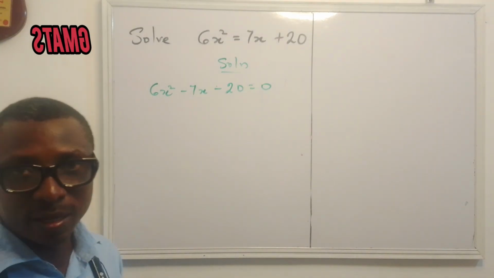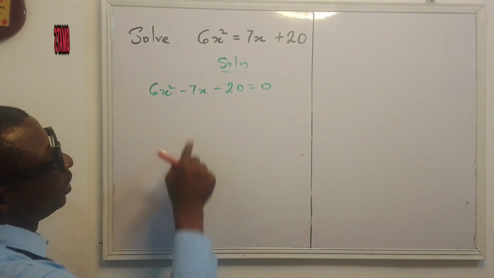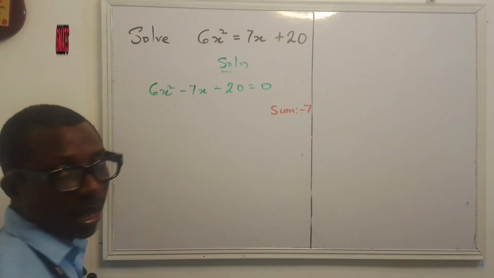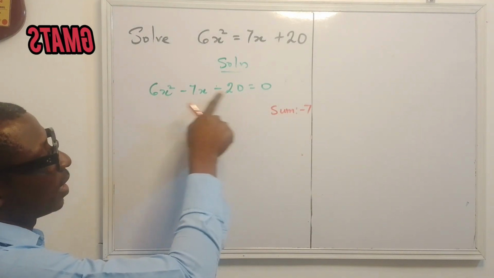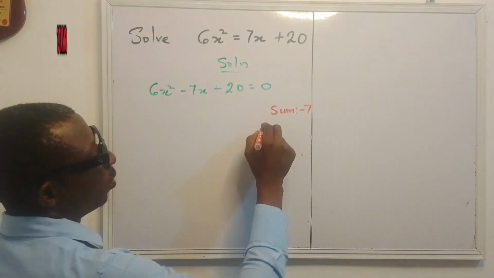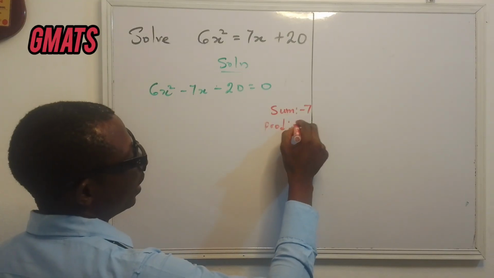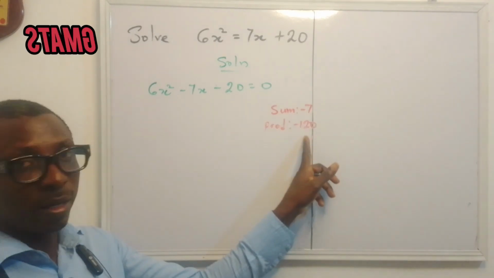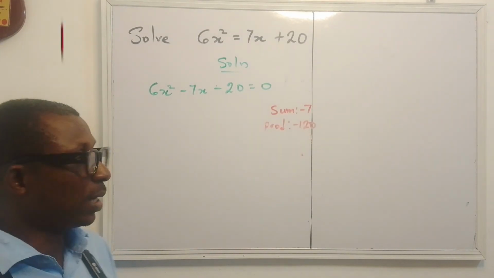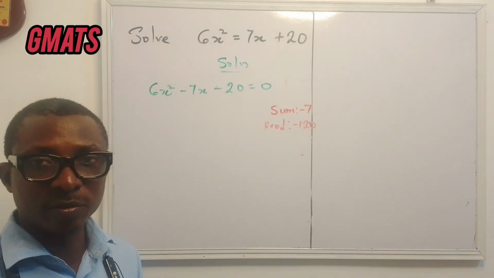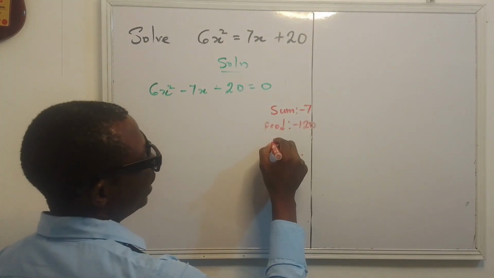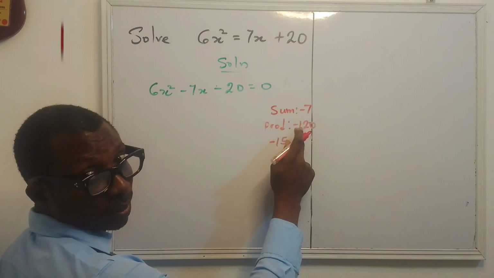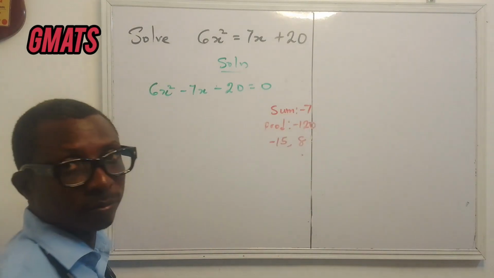Now the next thing is to identify the sum and product. The sum is the coefficient of x here, so we have the sum to be negative 7, and the product is the multiplication of 6 and negative 20. So the product is negative 120. Okay, so now we need two numbers such that when you multiply together you have negative 120, and when you add together you have negative 7. So the two numbers are negative 15 and 8. The multiplication of these gives us negative 120, and the addition gives us negative 7.